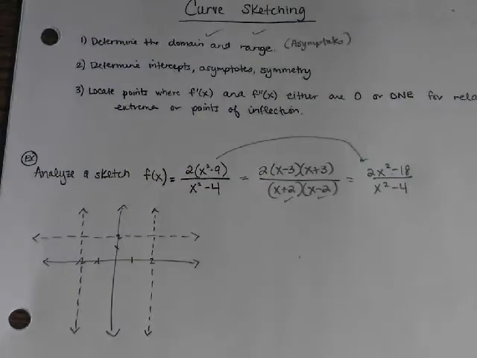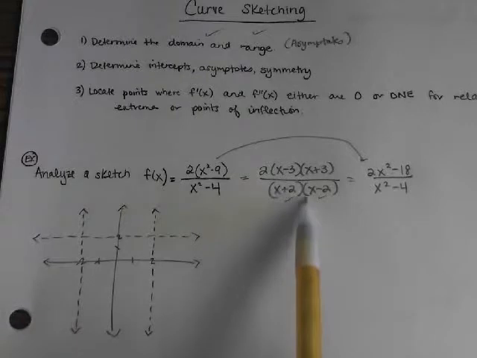Matt, how do you find intercepts? Make what equal to 0? Say it again. Well, we already made the bottom 0. That did not give us intercepts. That gave us asymptotes.